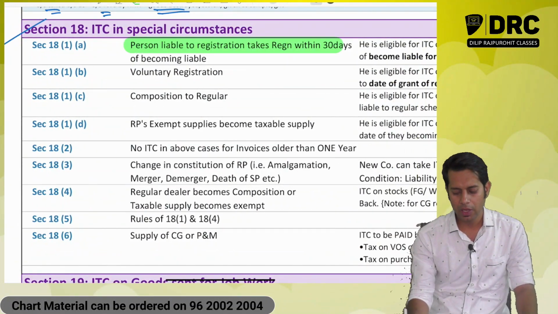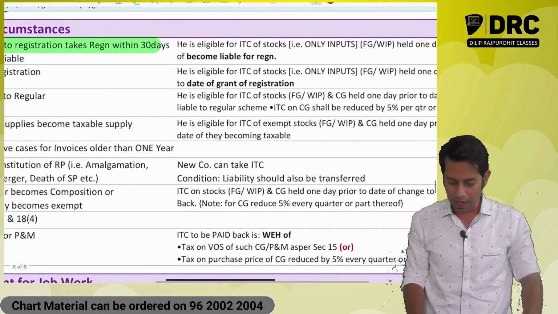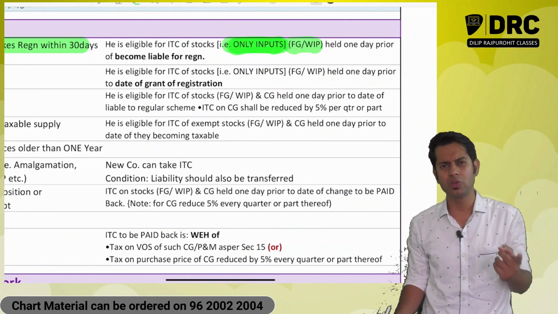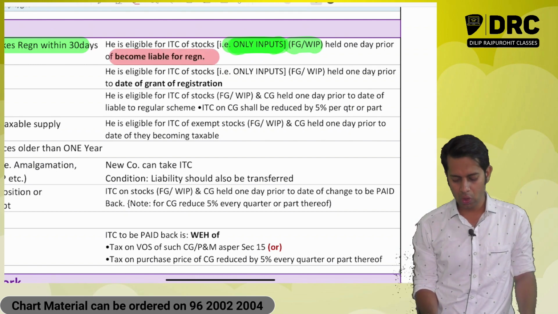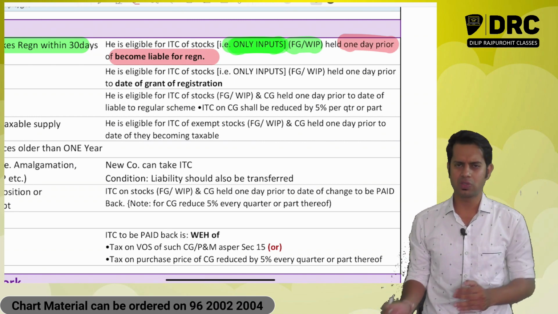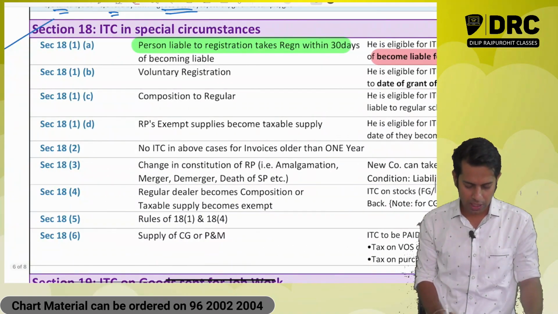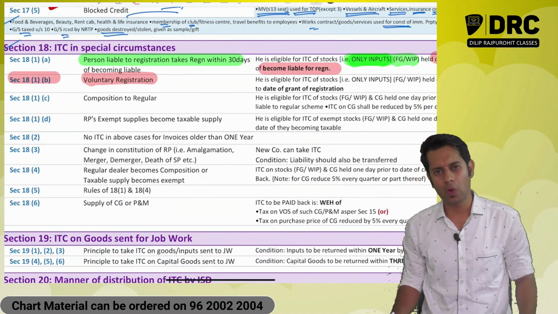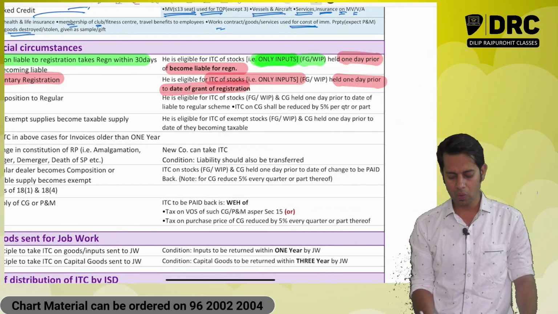Say for example, you are a person who is liable for registration and you have applied for registration within 30 days. You will be allowed to take input tax credit on inputs which are held in finished goods, work in progress, raw materials, etc., which are available with you one day prior to the date of liability for registration. So whatever inputs you have one day prior to the date of liability for registration, you can take input tax credit on those inputs. Section 18 subsection 1 clause B, if you have applied for registration on a voluntary basis, you will be allowed to take input tax credit on inputs available with you one day prior to the date of grant of registration.